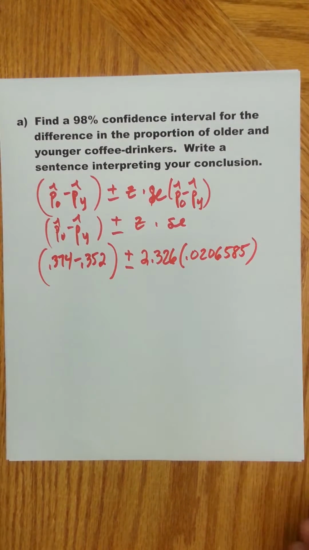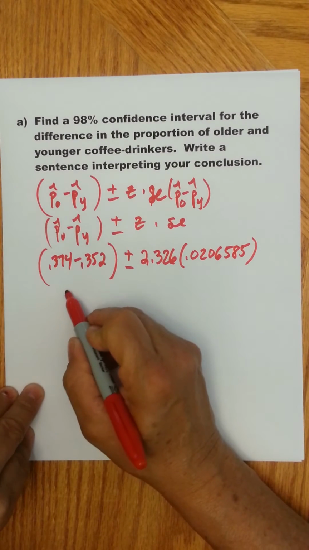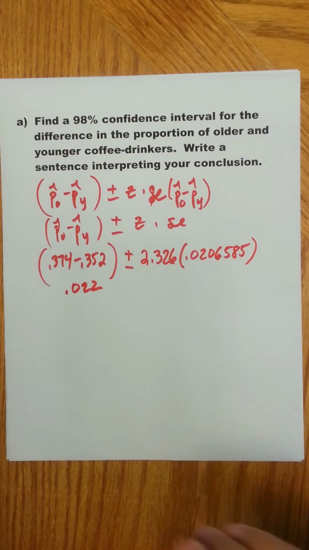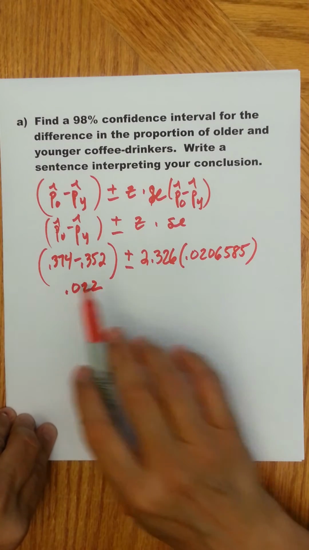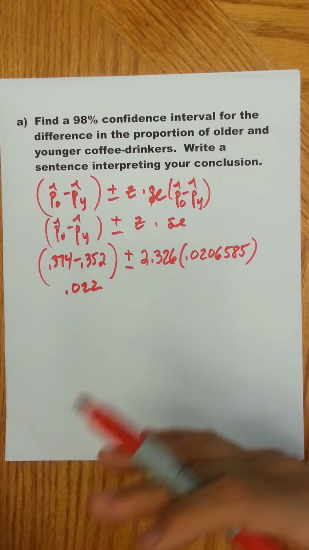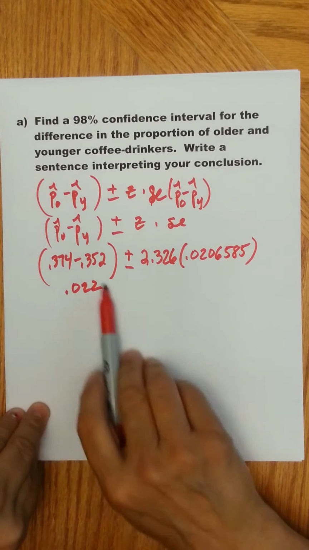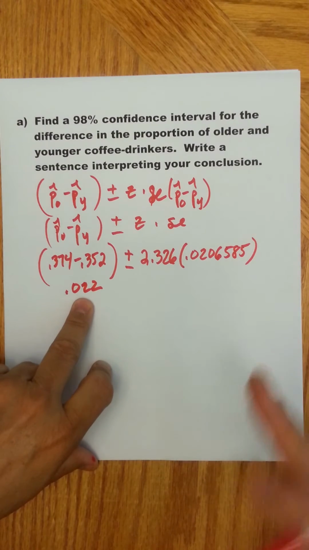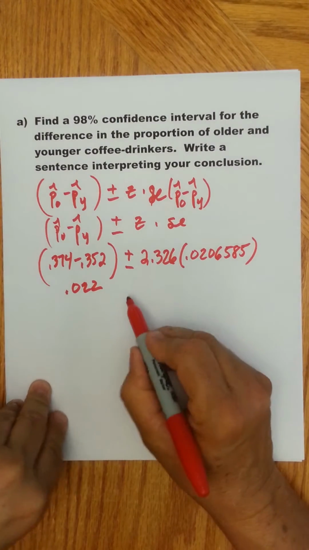Now, if I make this difference, I get about a 2.2% difference. Keep it as a decimal. But what you're saying is there's about a 2.2% difference in the rate of the trait occurring in the two different populations. But we don't know, is that really a difference, or is this just a difference that's occurring because of sampling variability? That's what we don't know yet.